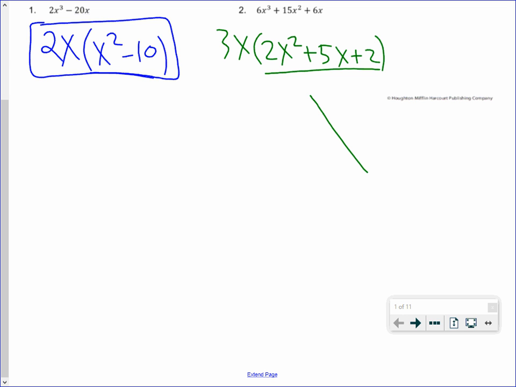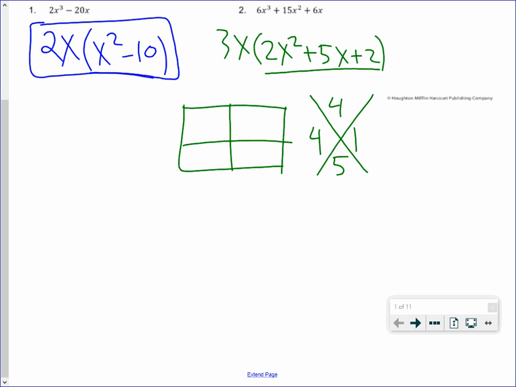I'm going to use the box method. So what goes in the top is our AC. So our 2 times our 2, which is 4. And we need factors of 4 that add up to give us our B value of 5. All right, so that will just be 4 and 1. So now we'll make our box. All right, the top left corner is our ax squared. Bottom right corner is our C value. And our diagonal will be our factors that we just solved for.